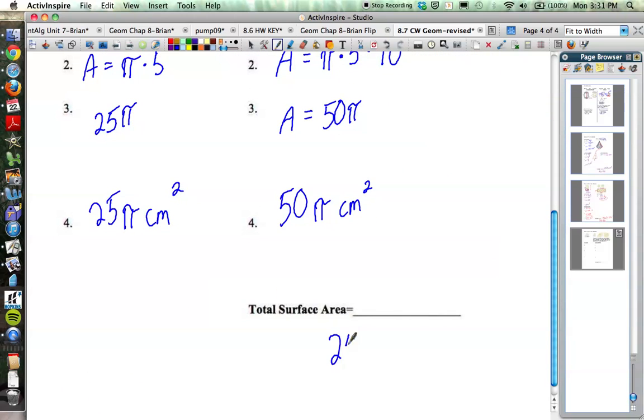All right, now it's just a matter of totaling those up. So total surface area is 25 pi, which is the base, plus the 50 pi, which is the lateral area. So that is a total of 75 pi square centimeters, and that is approximately 236 square centimeters.